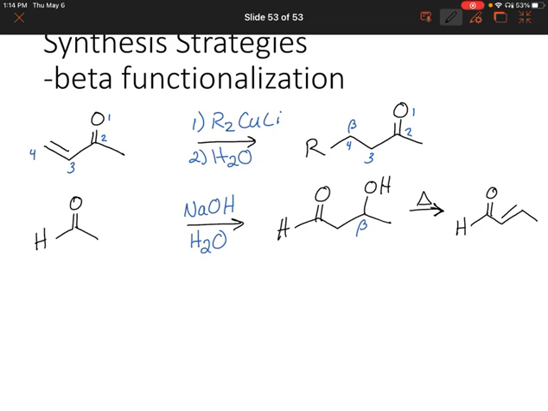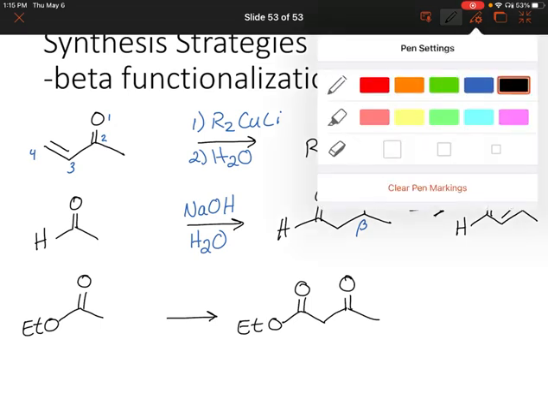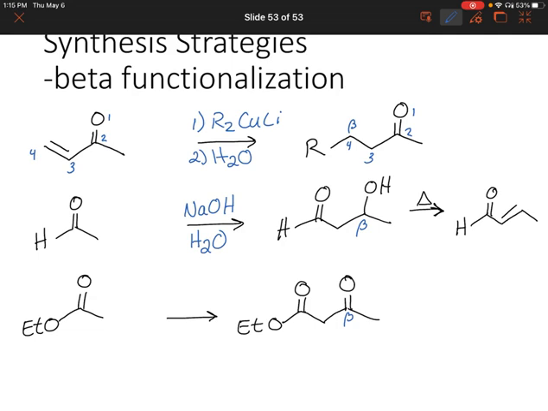All right, what if we're starting with an ester and we want to add a ketone to the beta position? So this would be a beta keto ester. What reagents do we use? So we want to use an alkoxide base that matches the ester leaving group, and we'll just follow that with water.